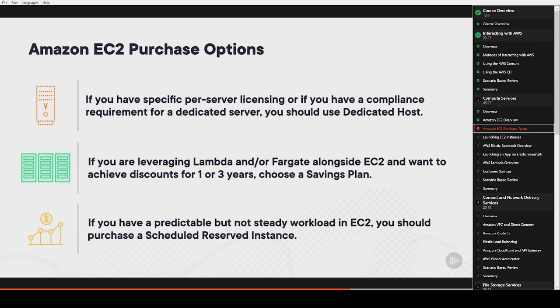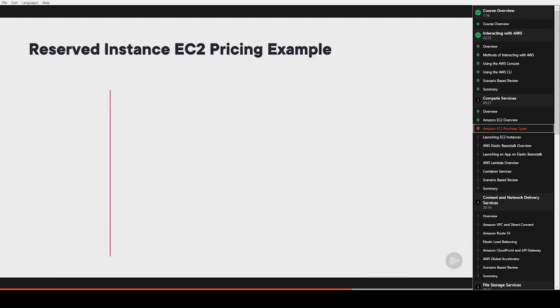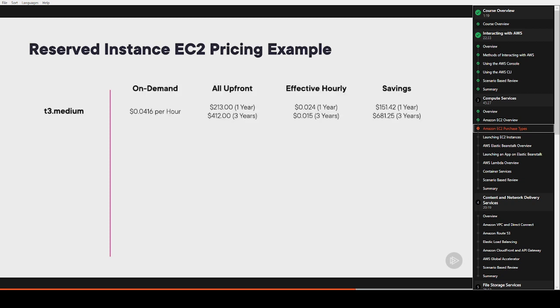Now let's look at some examples specific to reserved instances. So first, let's say that we have a T3 medium. So we can see here it's a little over 4 cents per hour. Now, if we look to purchase an EC2 reserved instance, if we do all upfront for 1 year, we pay $213.